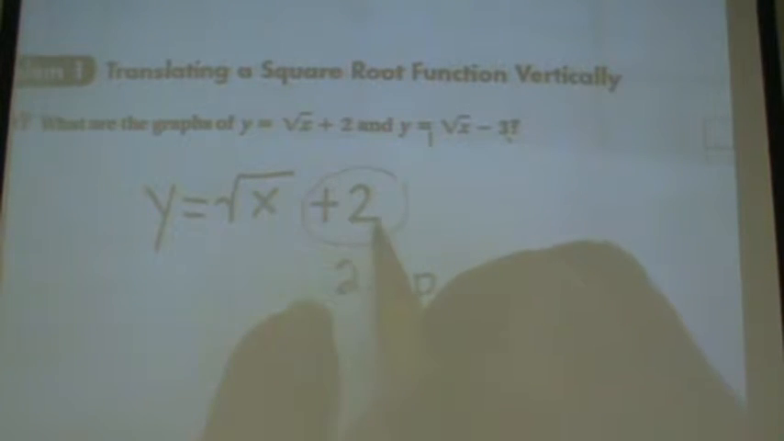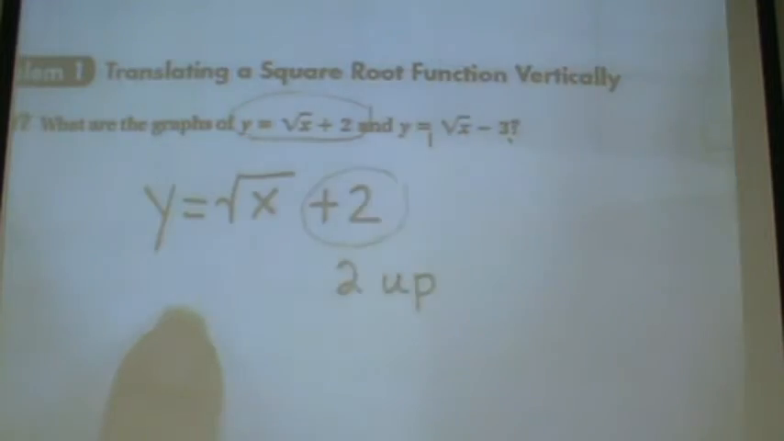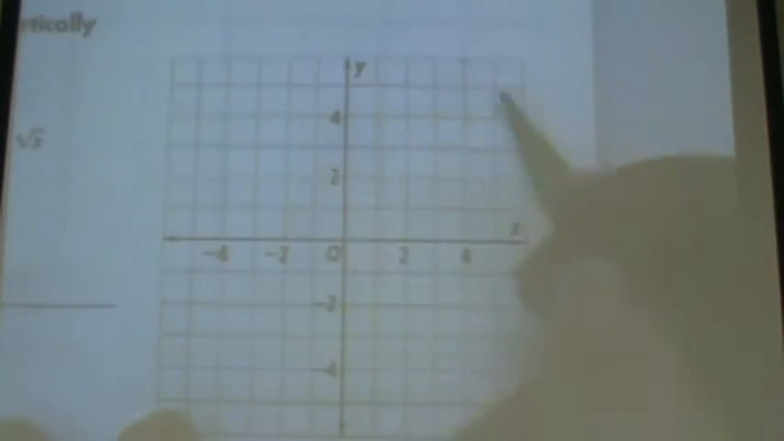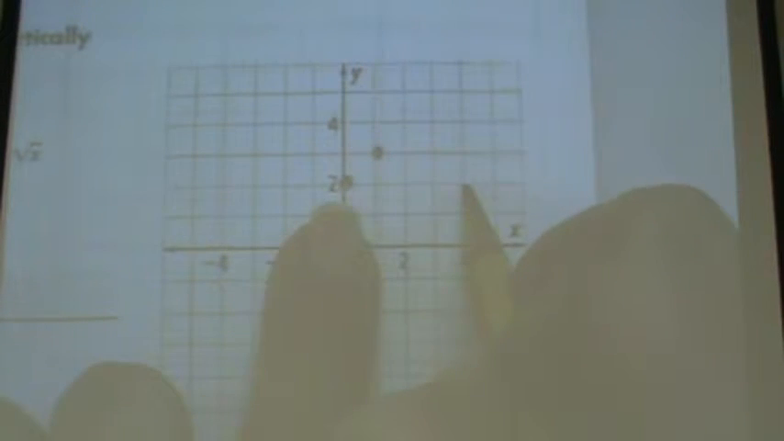So could you for me graph this function on the graph paper? What does it look like? Well, you're gonna go 2 units up, and do you remember that little pattern we did? Over 1, up 1, over 4, and up 2. Got it. You got it?